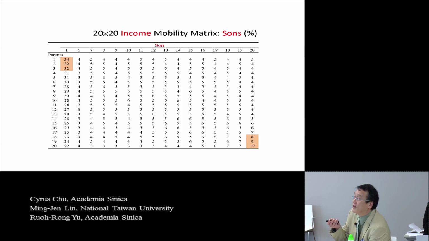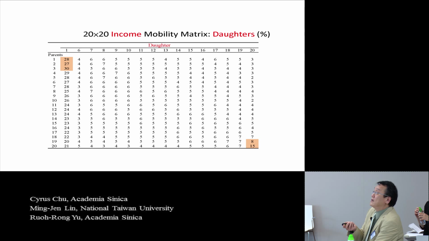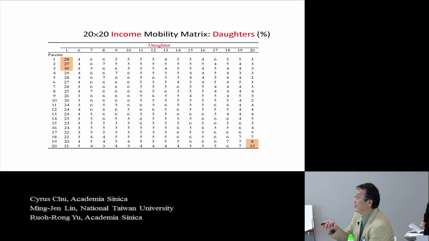The lower ranks are even collapsed. We can only start from 1 and jump to 6. This is the daughter situation. The daughter situation is worse than the sons' in terms of the poor, but in this part, they are more likely to move out than the son. The son is something like 17 and 9, and the daughter is 15 and 8.